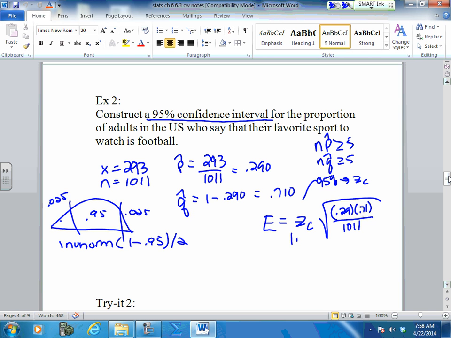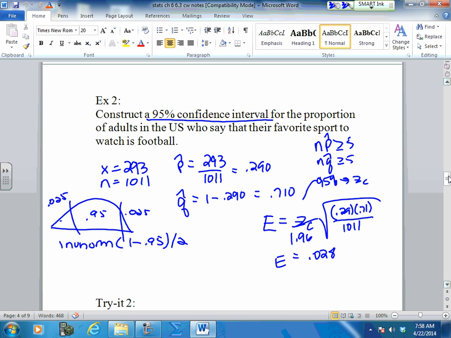So we put 1.96 in here. We do not put 0.95 in there. 1.96, the Z-score. So you put that in your calculator just like you read this, and your margin of error, remember, is going to be small. You're dealing with proportions.